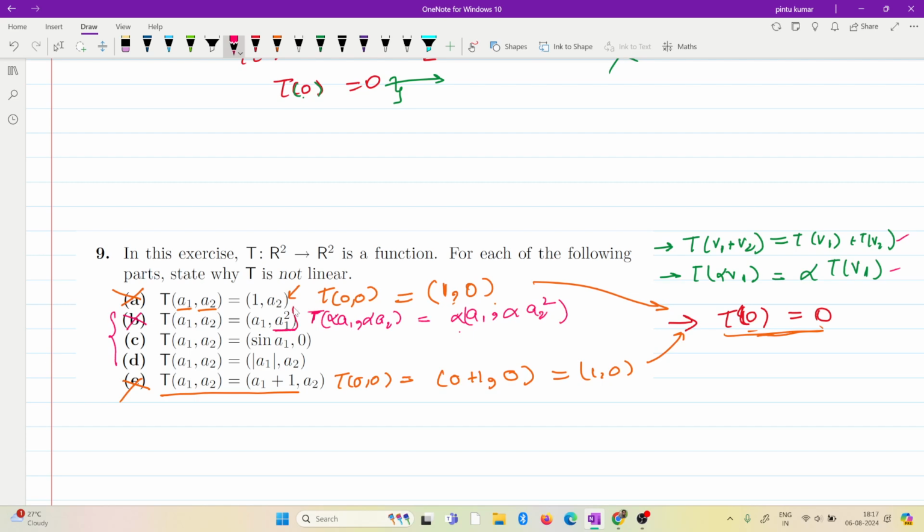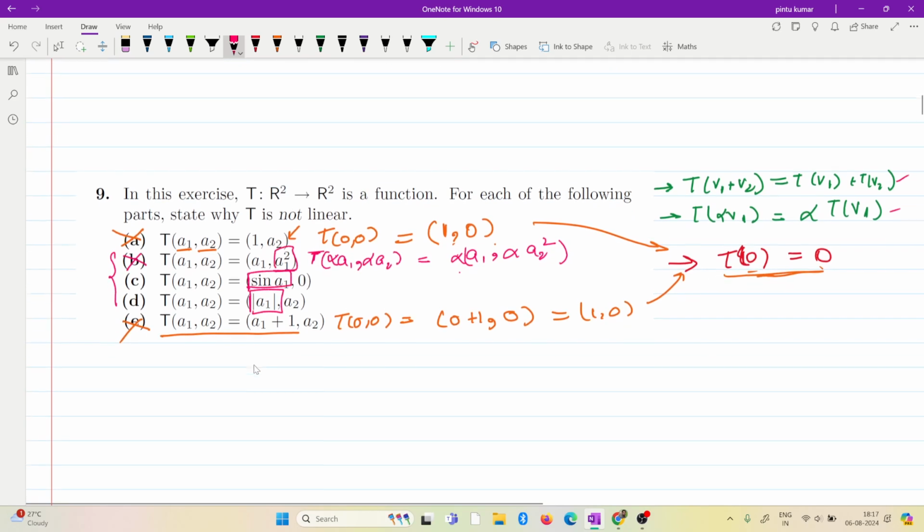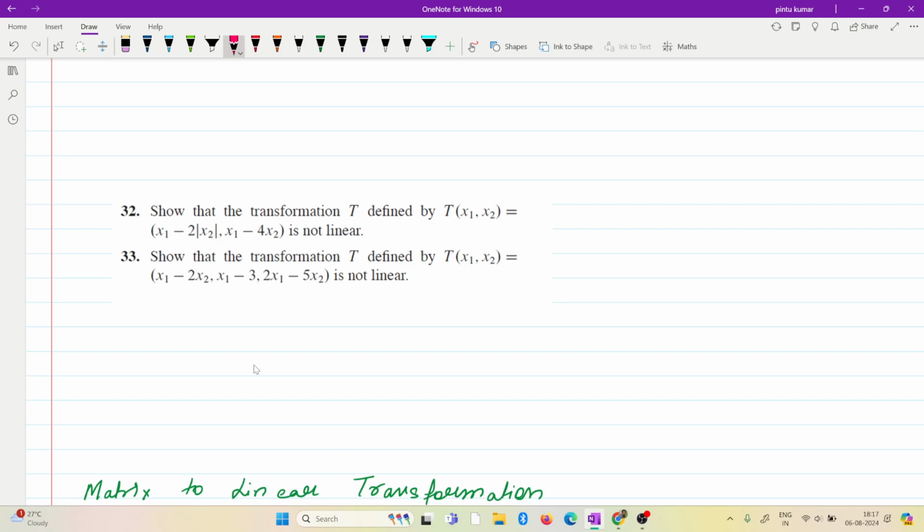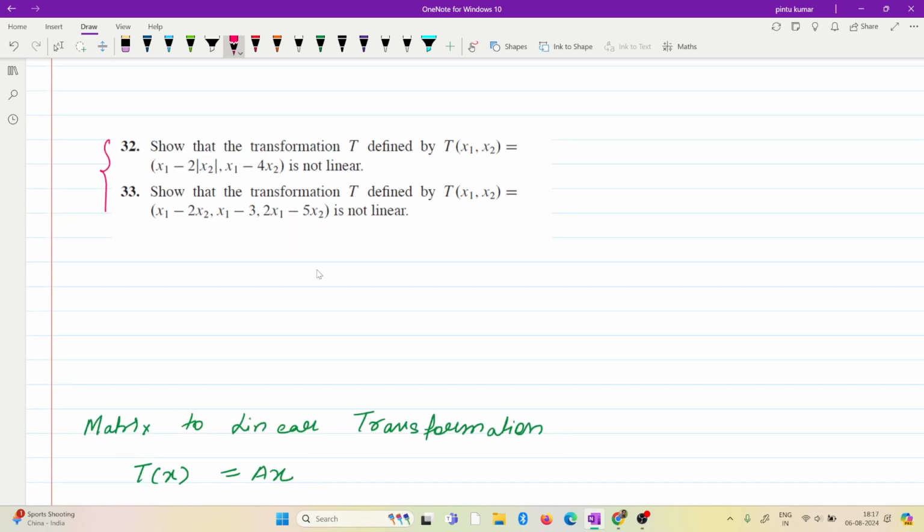Again, if you see a square, sine, or mod anywhere, you can simply rule out those kinds of linear transformations. There are a few more examples. I'll include this sheet; if you want to practice, you can. These examples I think I took from the book by Friedberg. So I'll quickly go over why these are nonlinear transformations.